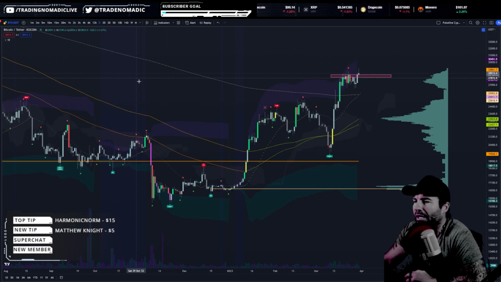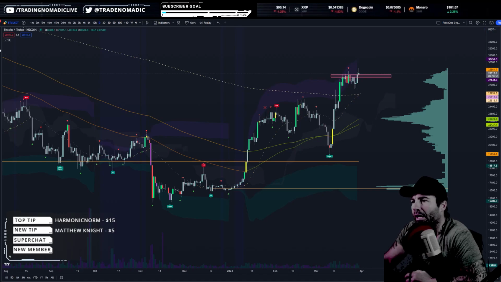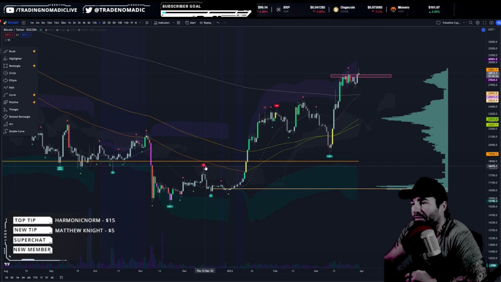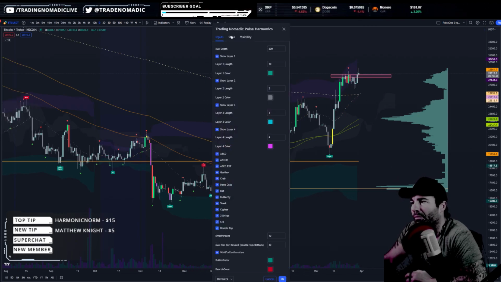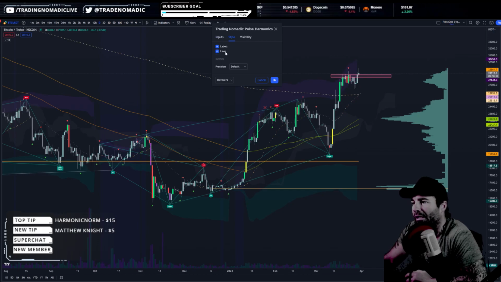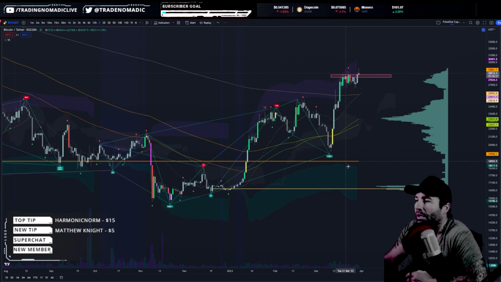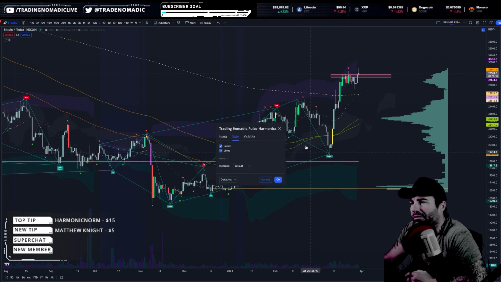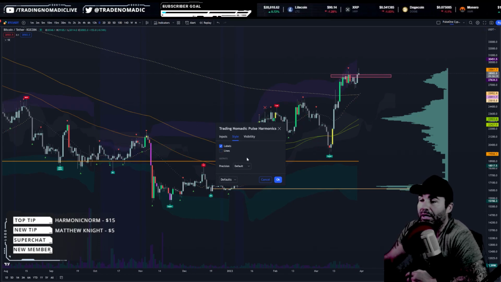And if we start on the daily here, first and foremost, these red and green checks you see here are from the harmonic indicator we use in the Discord. I don't like keeping the lines on there. I use this on the daily chart more as a signal for the lower time frames.